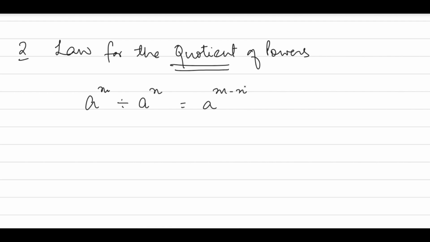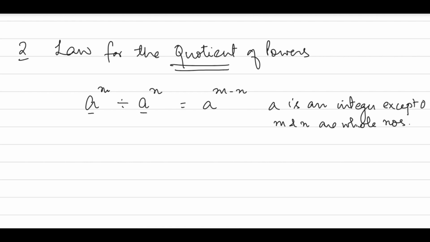So in the first law, when we were multiplying the powers with the same base, the exponents get added. But in this case, when we are dividing the powers with the same base of a, the exponents get subtracted. A is an integer except 0, and m and n are whole numbers.